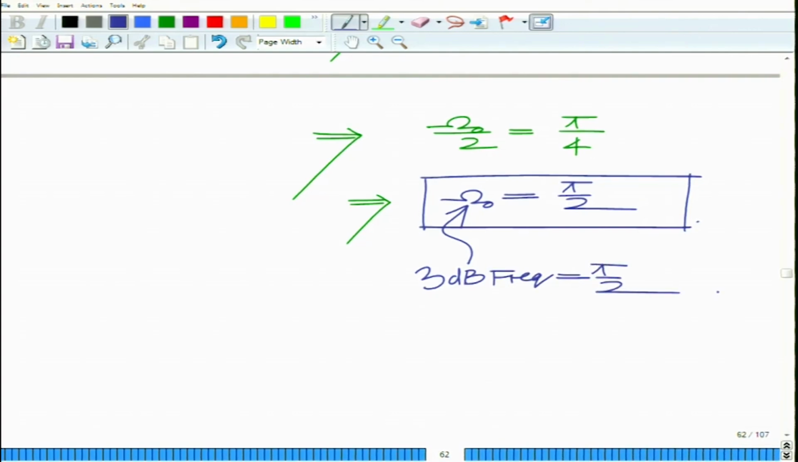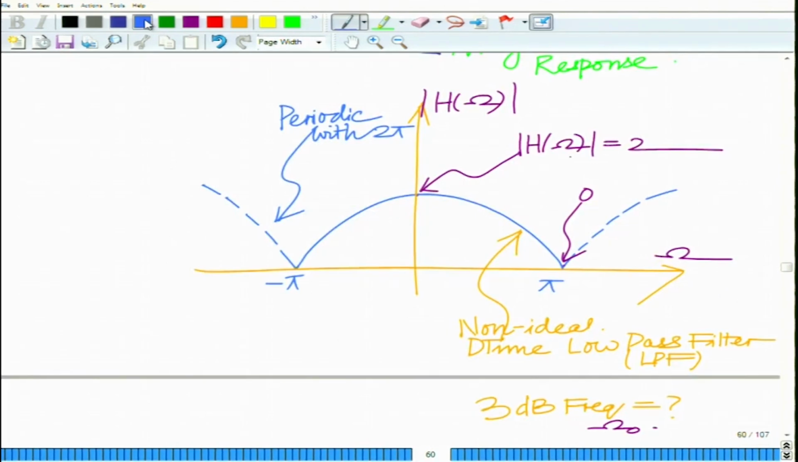So, the 3 dB frequency is pi by 2, and if you look at this, you can indicate the 3 dB frequency over here. If you look at pi by 2, what this is saying is that this will be 1 over square root of 2, and therefore, this will be your 3 dB frequency.